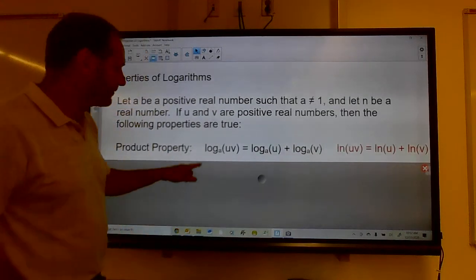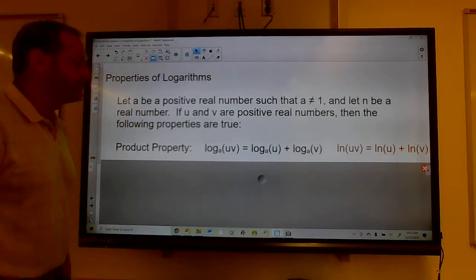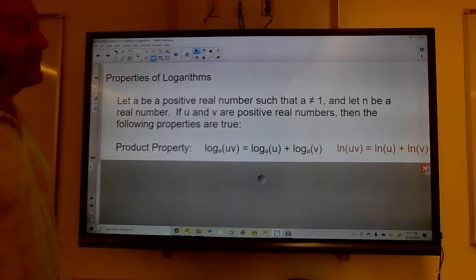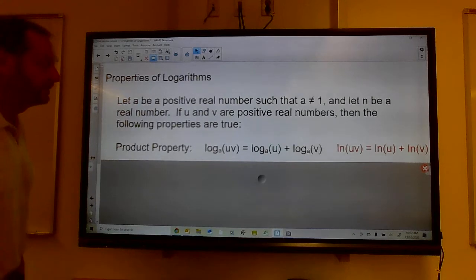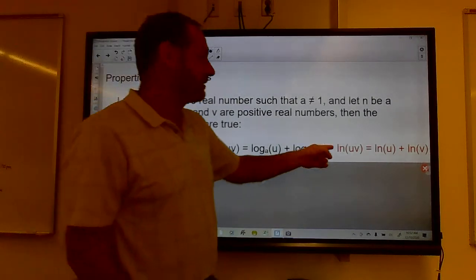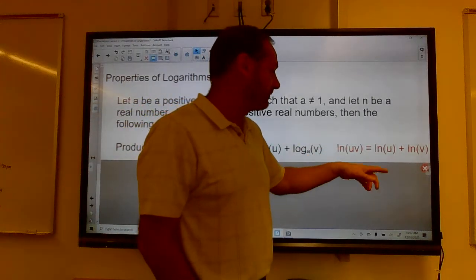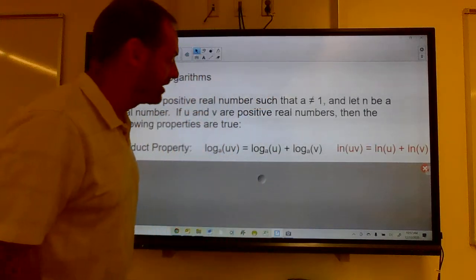The product property. The log base a of u times v is the log base a of u plus the log base a of v. And it works the same for natural logs. Natural log of u times v is the natural log of u plus the natural log of v.